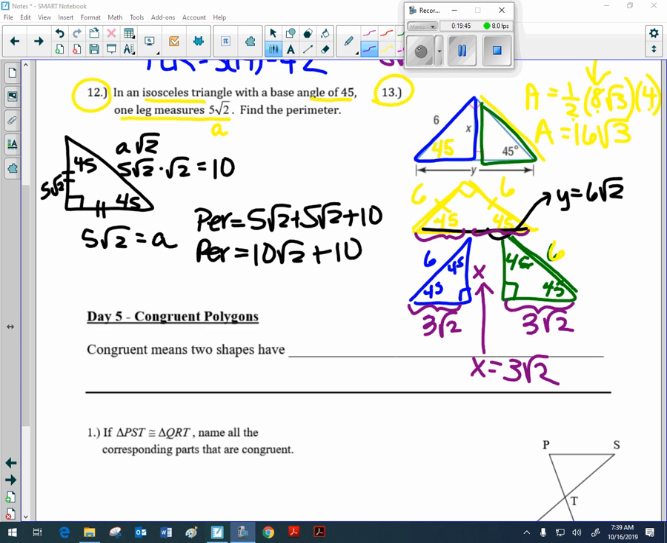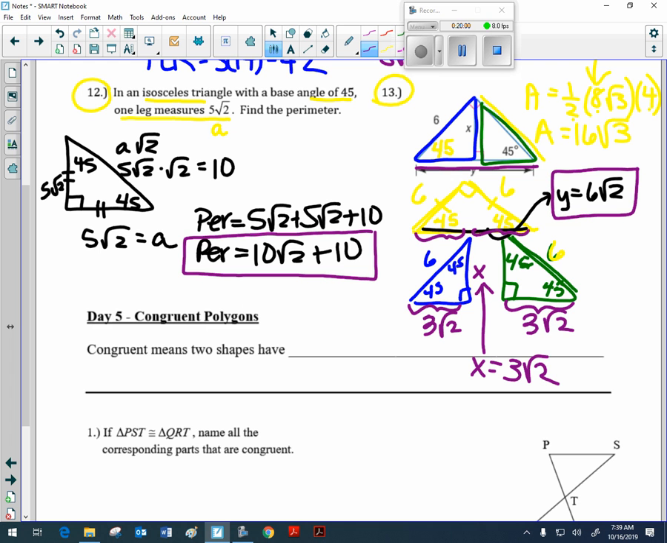Okay, now that you're back, you can take a look at question number 12, and in question number 12, the perimeter should be 10 radical 2 plus 10. In question number 13, your y value, which is the whole stretch, should be 6 radical 2. It's divided into 2 equal parts here and here, so in your smaller triangles you can see that both of them are labeled as half of 6 radical 2, which is 3 radical 2. And then if you put your focus on this triangle that's right here, you can see the two sides are equal, so this x has to be 3 radical 2 as well.